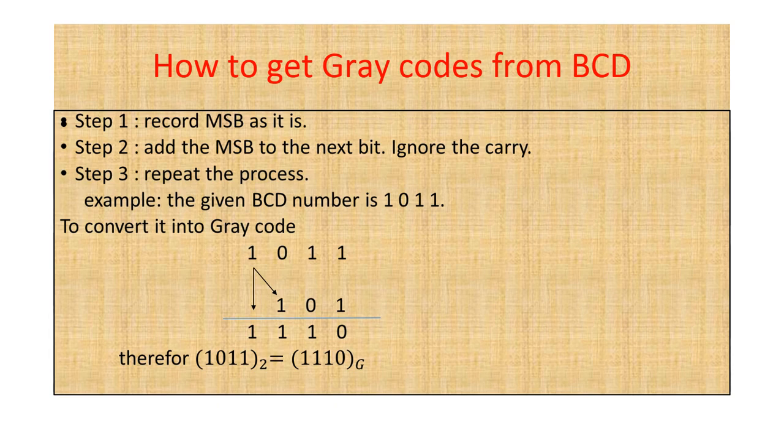In this example, the MSB is put under 0 and added. Be simple, ignore the carry. We will repeat the process again and put 0 under the next lower bit and add. Further, 1 is put under the LSB and added. Ignoring the carry, we will get 1110. So 1011 of binary is converted to 1110 of the gray. You can practice it on your own by taking different examples.